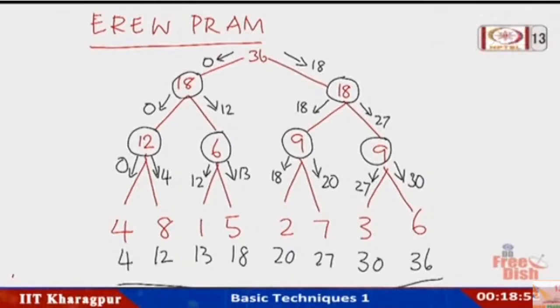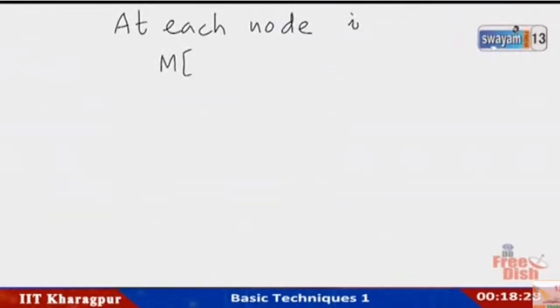So now let us see a formal specification of the algorithm and do an analysis of the algorithm. So how do we achieve this effect in a formal specification of the algorithm? For this, what we do is this: at each node we store 3 values. Mi, which we call the middle value, Li, which we call the left value, and Ri, which we call the right value.